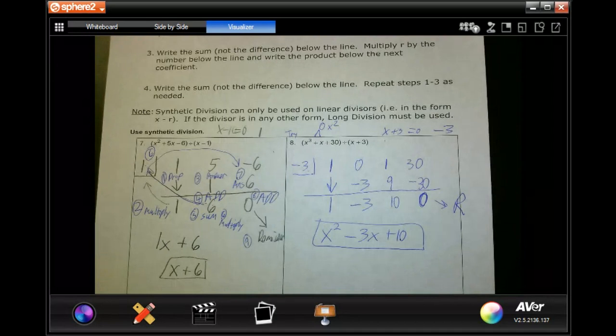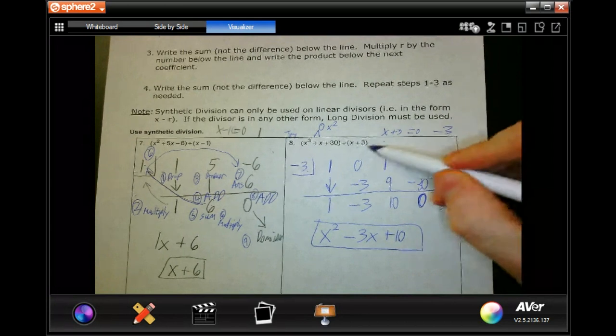Take a look at the note. What would we have to do if that was 2x plus 3 instead of 1x plus 3? Nope, that's not going to work. Take a look at the note right above number 7 and 8. And we'd have to do what instead, Rhea? She's right. If that was even 2x plus 3, long division.